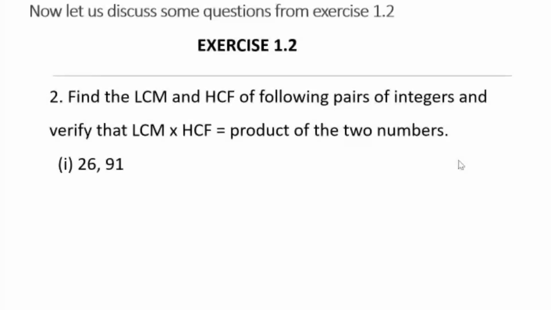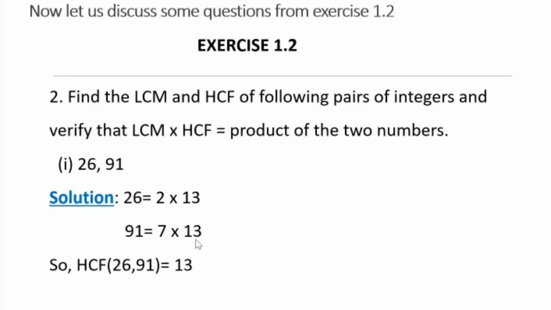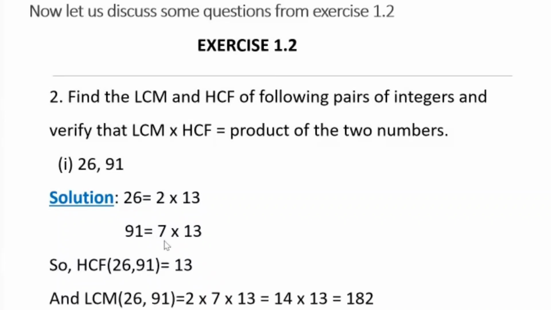If I do the prime factorization of both of them, 26 can be written as 2 into 13. 91 can be written as 7 into 13. So common factor from these two is 13. And its smallest power is 1. I get the HCF as 13. Let us find out the LCM. LCM is the product of all the factors with their highest power. So the factors are 2, 13, and 7, and the highest power is 1. So I get the LCM equal to 2 into 7 into 13, which is equal to 182.